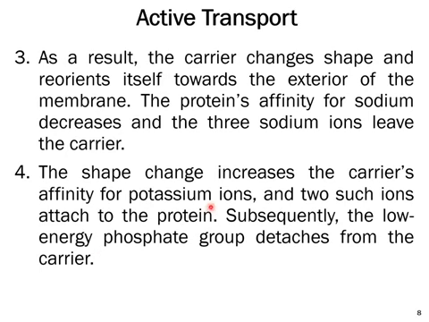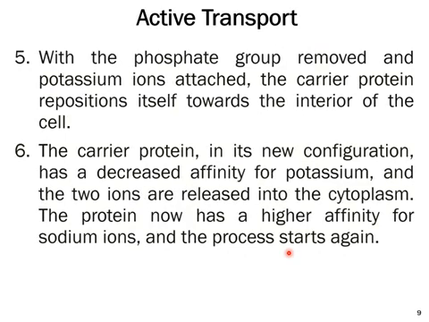So what happens subsequently? The low energy phosphate group detaches from the carrier. Now when the potassium ions get attached to the protein, the low energy phosphate group that was attached to the protein on the inside of the cell to release the ATP energy detaches from there. And next, the phosphate group is removed and the potassium ions get attached. Now the carrier protein repositions itself again towards the interior of the cell. So now from outside of the cell, the protein reorients itself to the inside of the cell.